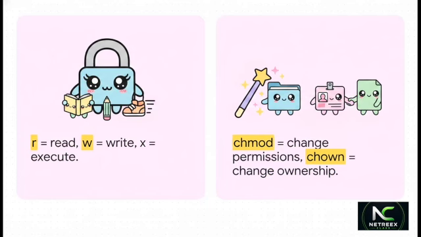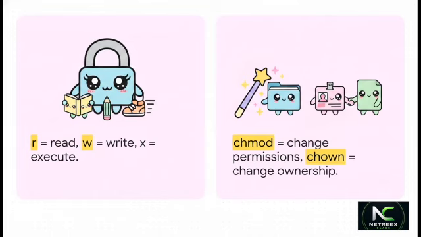to run. Linux secures everything through permissions. R is for read, W is for write, and X is for execute. Let's say you write an amazing automation script, but it doesn't have that X execute permission. Linux simply will not let it run. No exceptions.